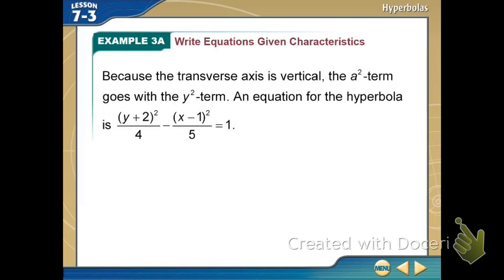Then you can take all of these things and plug them into the equation, right? So this was A squared, this was B squared, this was H, and this was K. And I made sure that when I wrote this, the Y came first because this was a hyperbola that opened up and down. So that's my final answer for this problem.